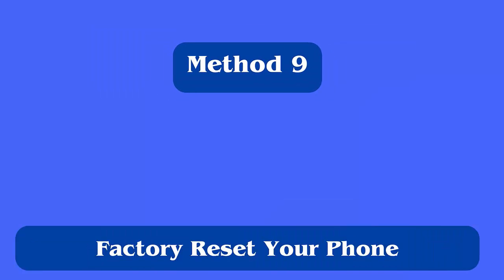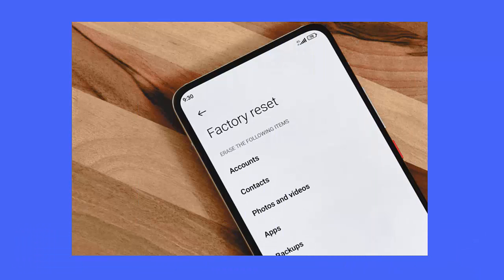Method 9. Factory reset your phone. Factory reset can help to fix the issue. Follow the steps. First, go to Settings on your phone. Now, click on Backup and Reset, then Factory Data Reset option. Here, click on Reset option, then on Erase Everything.